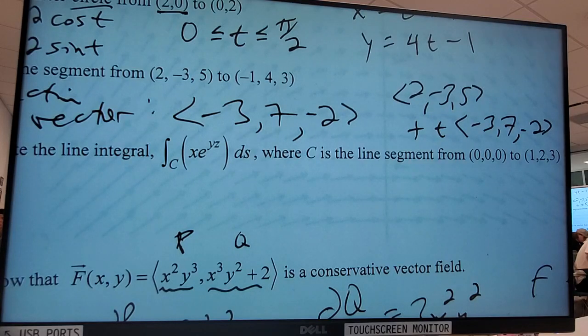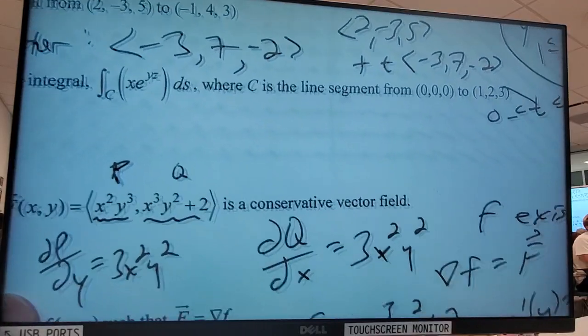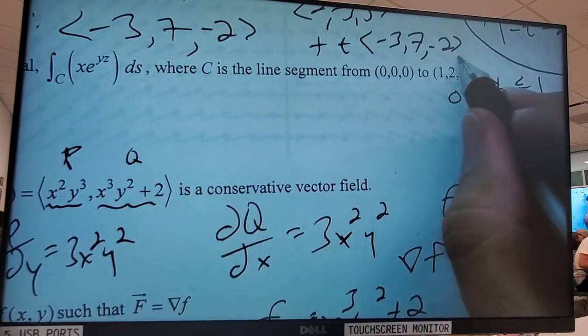And now we realize, so what did I just say? What's the t got to go from to? 0 to 1, yes. Cool. Sorry, that's for this problem.